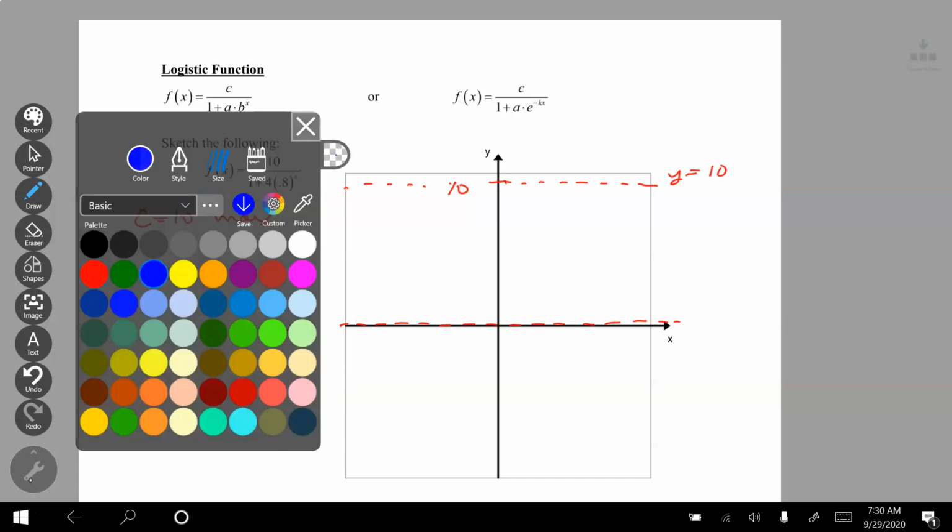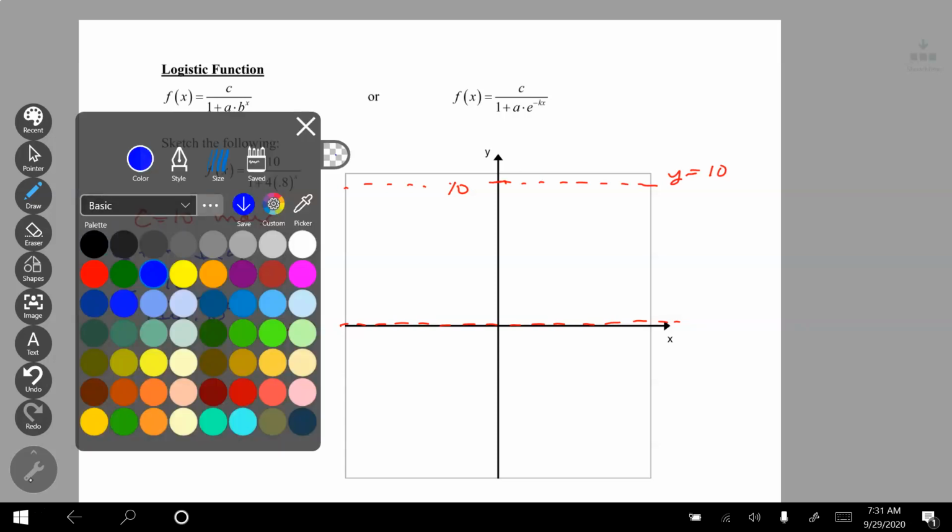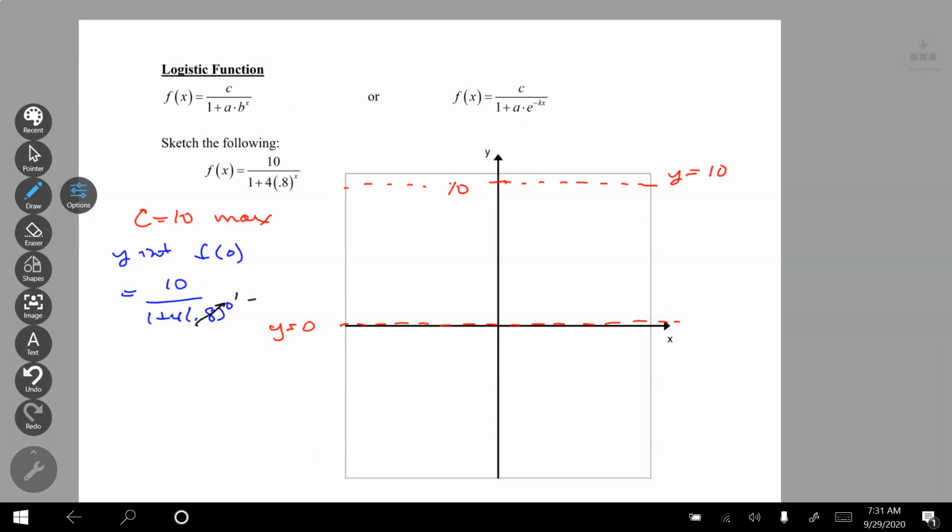Maybe the next thing I should look at is the y-intercept. Well, I just plug in 0 in here. If I plug in 0, I get 10 over 1 plus 4 times 0.8 to the 0. And anything to the 0 is just 1, so I get 10 over 1 plus 4, which is just 10 over 5. So the y-intercept is 2. So maybe right around here is 2.